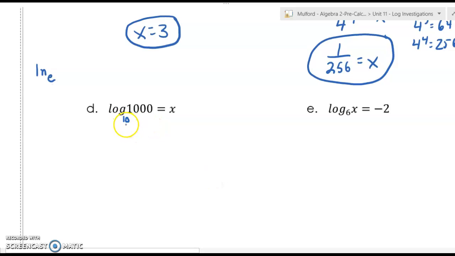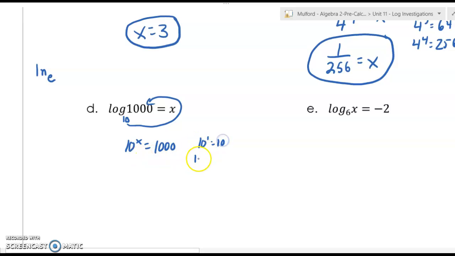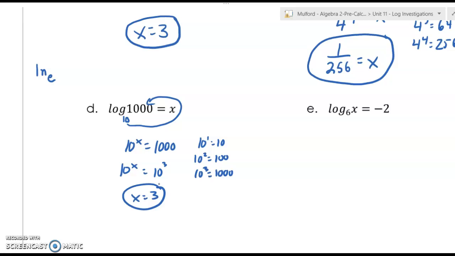So to create this equation, I'm going to write that as a 10 and loop that around. 10 to the x equals 1,000. And I think I can convert those to base 10. And it looks like 1,000 would be 10 to the third. And so then x would be equal to 3. So again, logs, we're basically inverting them and turning them into exponential equations to make it a little bit easier for us to solve them.